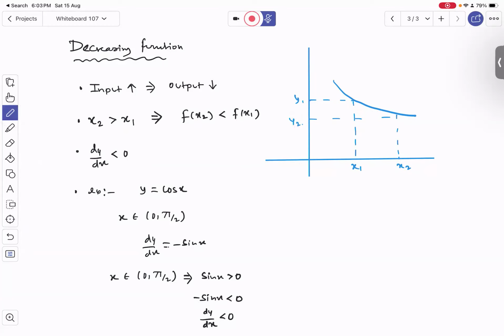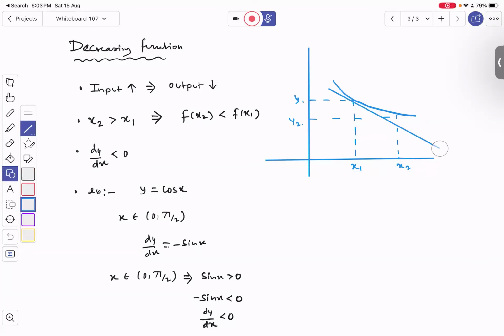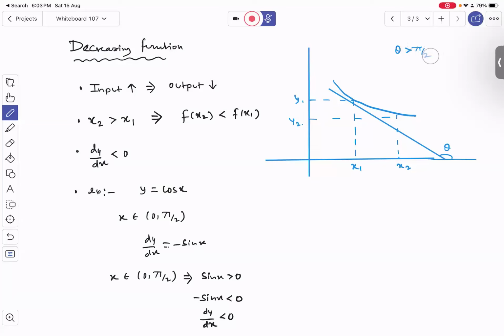No? And dropping a tangent in such an interval, you will find the angle made by it with the positive x-axis will be obtuse. The angle is obtuse, so the slope which is tan theta will be negative, and an alternative way to find the slope is dy by dx. Both will give the same answer, whether I find the tan theta value at some location or whether I find the dy by dx value at that location. So dy by dx will be negative. Clear? Yes, sir.